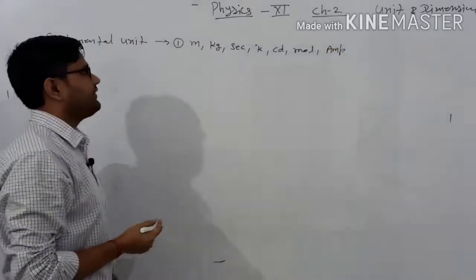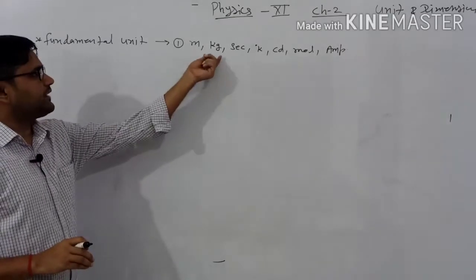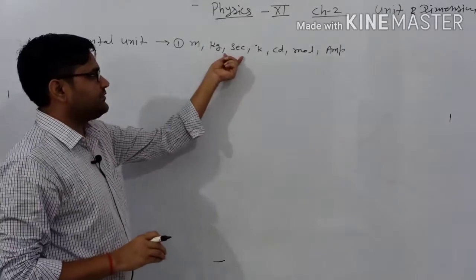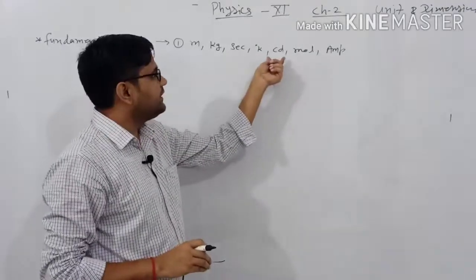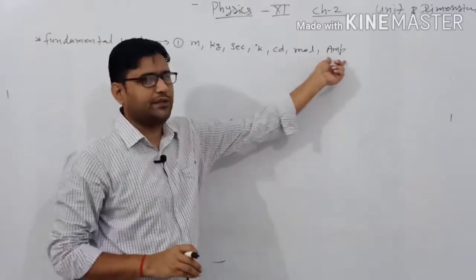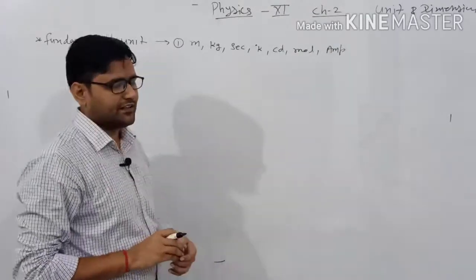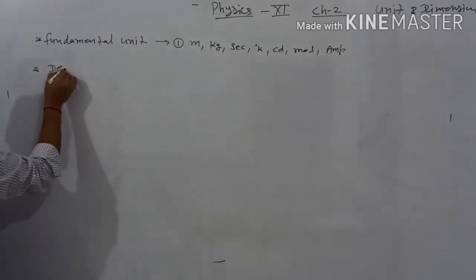These are the 7 fundamental units: meter for the length, kilogram for the mass, second for the time, degree Kelvin for the temperature, candela for the intensity of light, mole for the amount of substance, and the ampere for the electric current. After that we will discuss the derived unit.